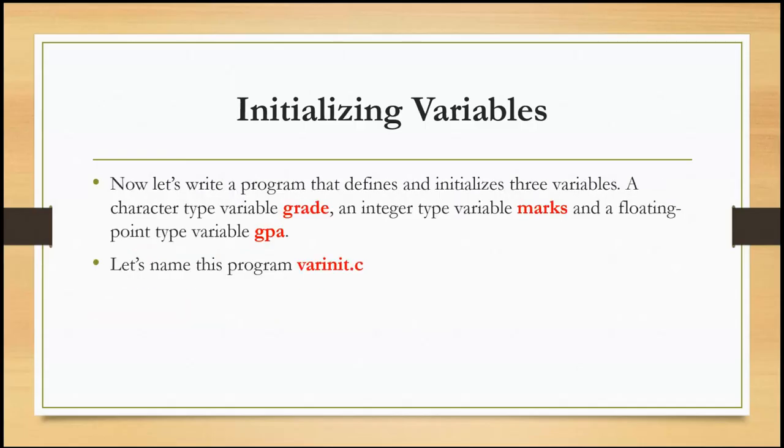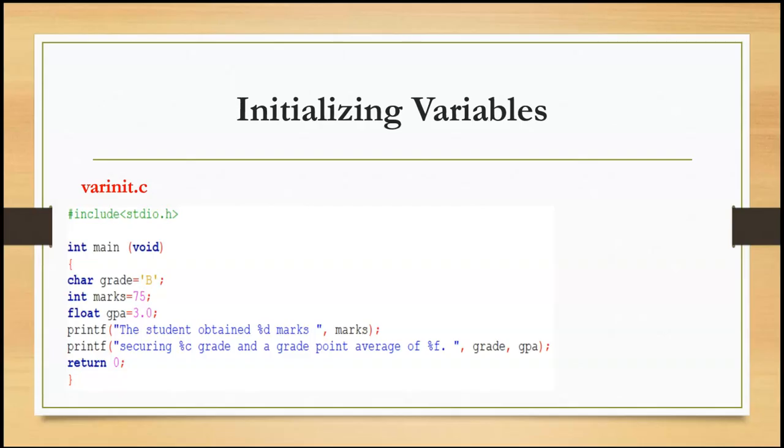Now let's write a program that defines and initializes three variables: a character type variable grade, an integer type variable marks, and a floating point type variable GPA. Let's name this program varinit.c. Now here is the varinit.c program.